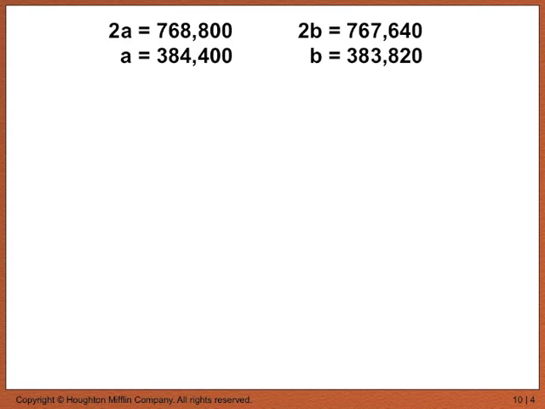Going from our diagram, the major axis is given to us, and we know that the major axis, or big M, is the same as 2A, so 768,800. And also we know that the minor axis is 767,640, and that equals 2B. So from that we can solve for A and B. We also know, since this is an ellipse, that C squared equals A squared minus B squared. When you fill in 384,400 for A and 383,820 for B, you can solve for C, and you get 21,108.47.